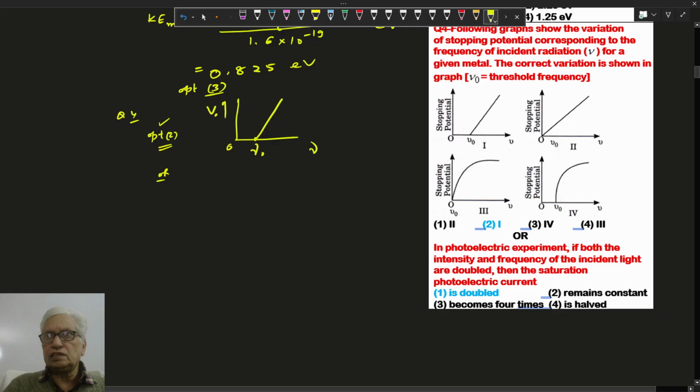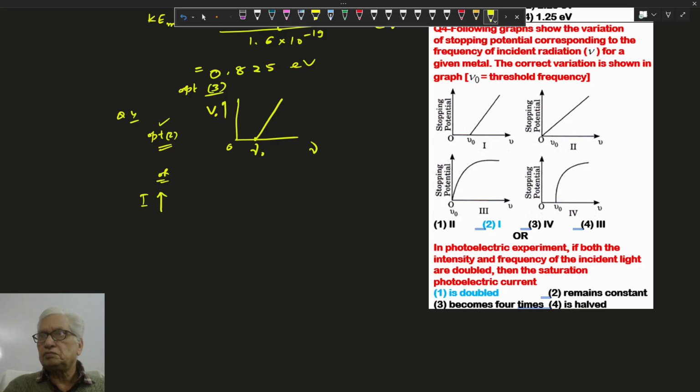Now the R part here. If intensity increases, it means saturation current also increases. But saturation current depends on intensity and not on frequency. If we double the intensity, the saturation current will be doubled. So option 1 is correct.